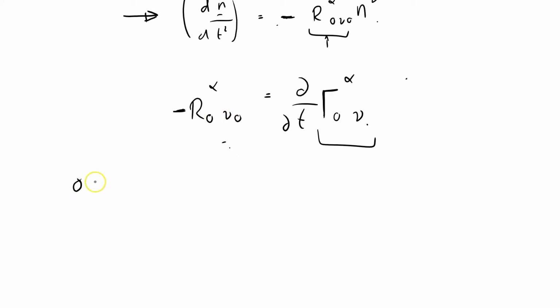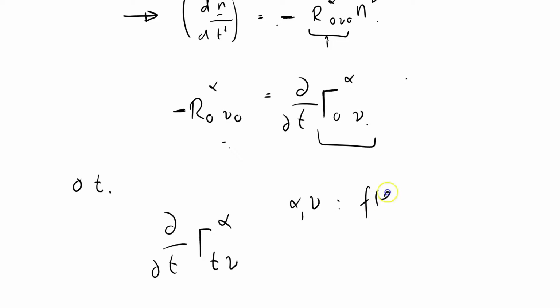Sometimes I'll write 0 for the time coordinate, and sometimes I'll write t. So yeah, I've written t, and it's sort of a mixture. So it's ∂/∂t of the Christoffel symbol alpha t nu, where alpha and nu at the moment are free variables.